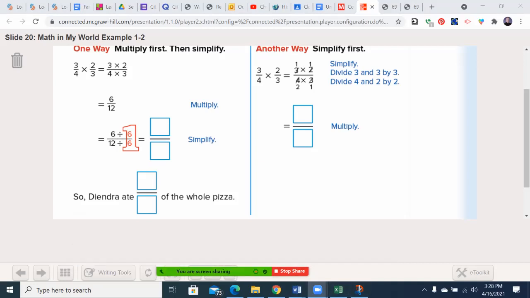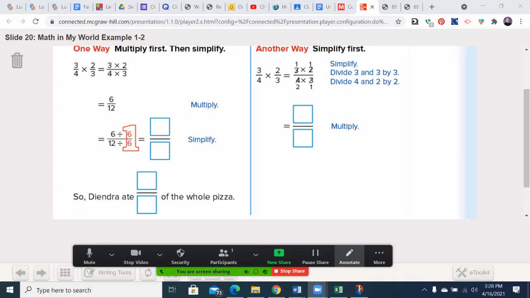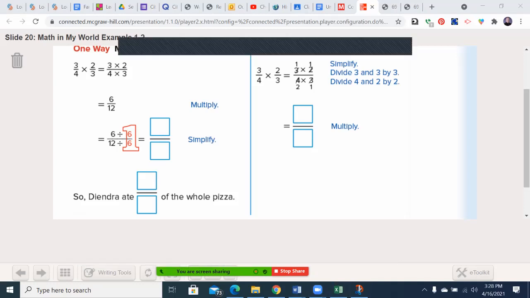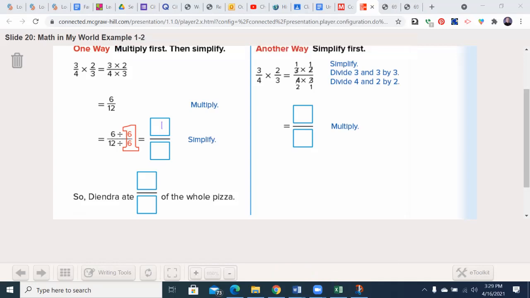3/4 times 2/3. So 3 times 2 is 6. 4 times 3 is 12. I need to simplify. You see the 6/12 right there. That's where that comes from. 6 happens to be a factor of 12, so I'll divide top and bottom by 6. So I'm going to get 1/2. So Deandra ate 1/2 of the whole pizza. That's one way you could do it.